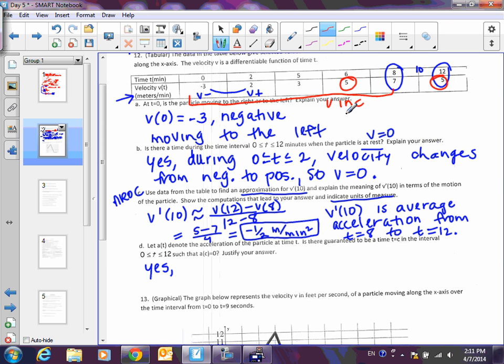If V is increasing, what does that tell me about my acceleration? Positive. The acceleration is positive. All right? Now, from 7 to 5, it could be decreasing, increasing, but at least some of the time, V is decreasing, which means acceleration is negative.